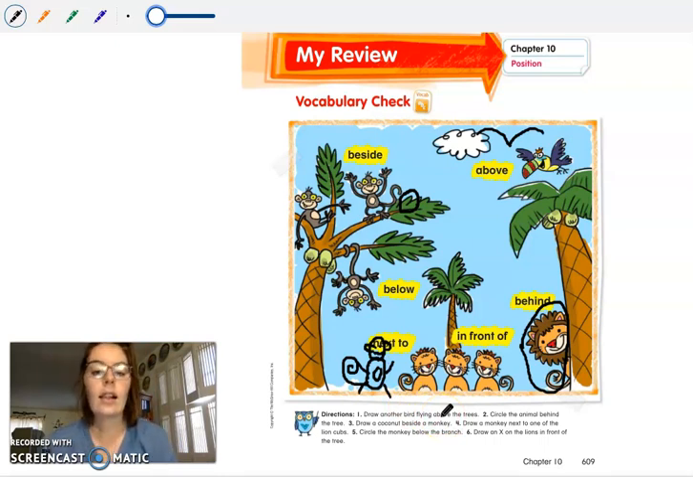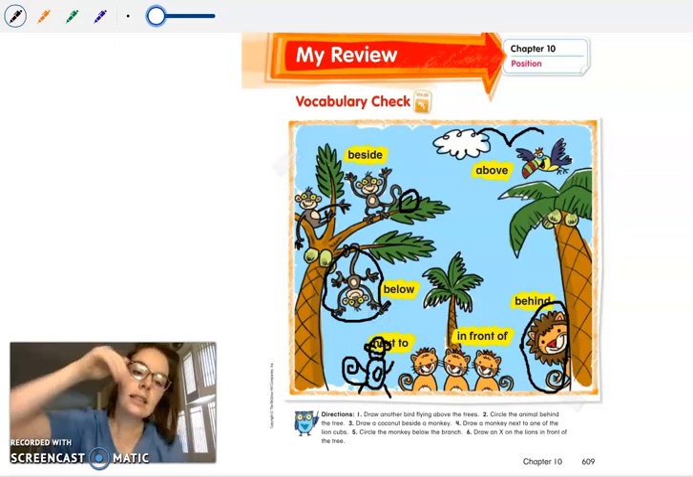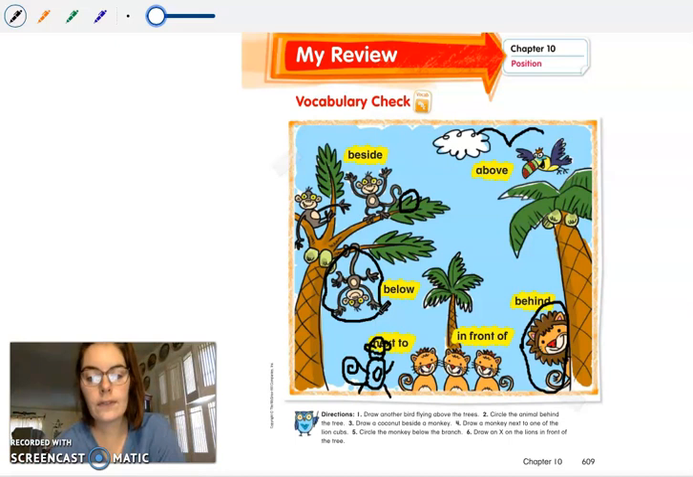Okay. I'll give you a second to finish drawing your monkey. Okay. Now we're going to circle the monkey that is below the branch. So we're looking at all the monkeys. This one is below the branch. So we're going to circle that monkey that is below the branch. He's hanging under it with his tail.